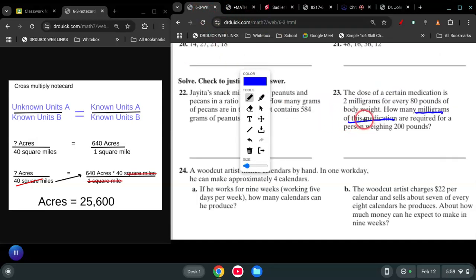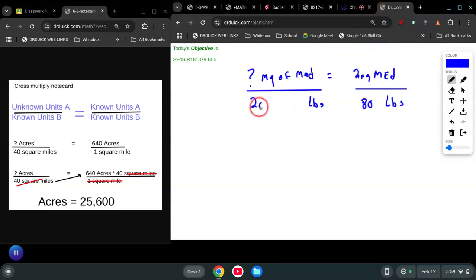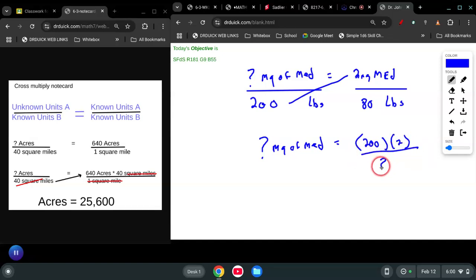So how big is our patient? Patient is 200 pounds, right? So I go back to this. I'm going to go 200 LBS. Once again, this goes up, right? So this will go away now. So we have question mark milligrams of med equals 200 times 2 divided by 80.